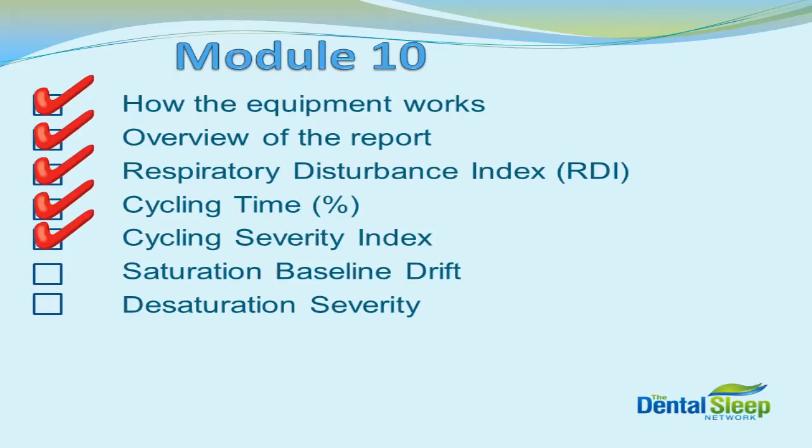So we've looked at three components: respiratory disturbance index, cycling time, and the cycling severity index. All of these are important to look at, and if any of these are occurring within the red section of the graph, then we know that your patient is definitely at risk. If they are red in 2 or more areas, then we have a serious sleep apnea risk.